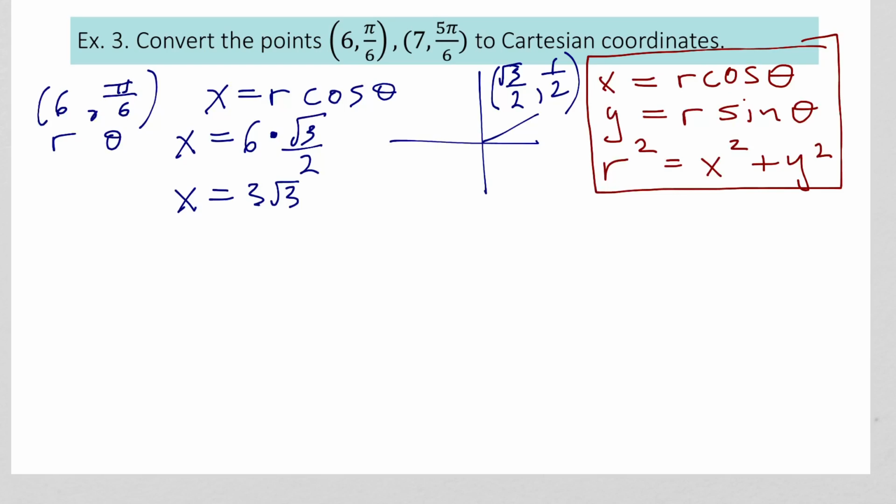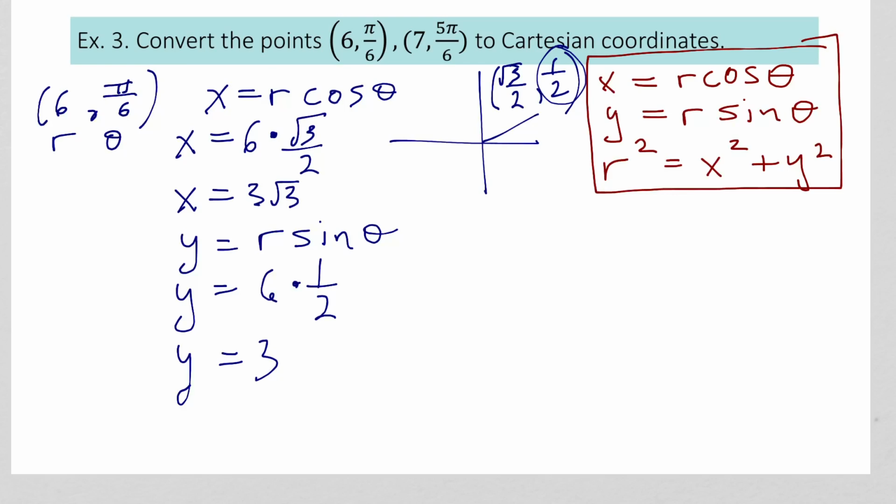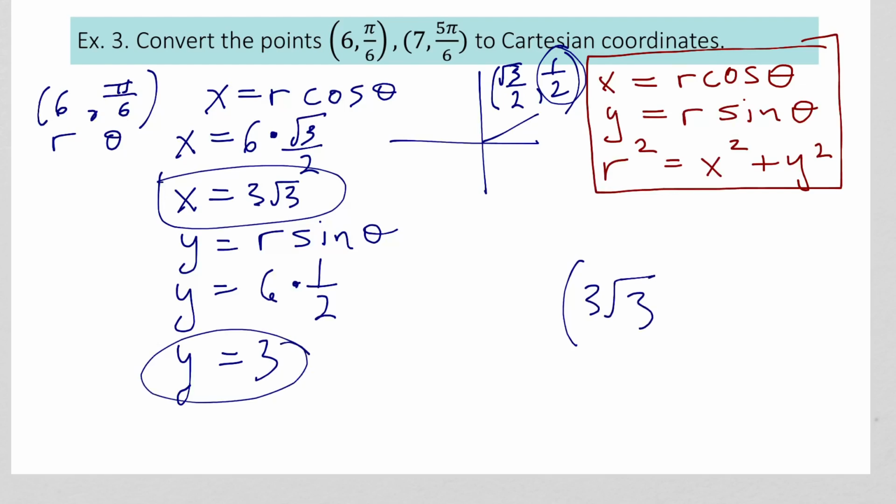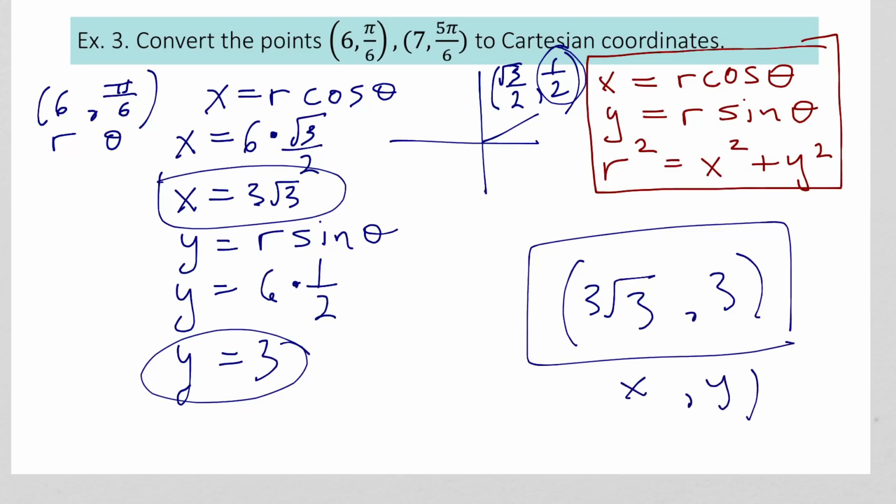All right, now I can say that my y-coordinate is equal to r sine of theta. Y is equal to 6 times the sine of theta, which is 1/2. So y is equal to 3. So my point in Cartesian coordinates is 3 root 3, 3. So this is my Cartesian coordinates. So I converted from polar coordinates to Cartesian coordinates.